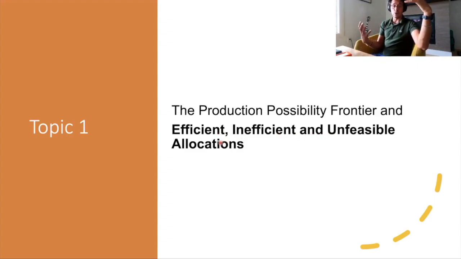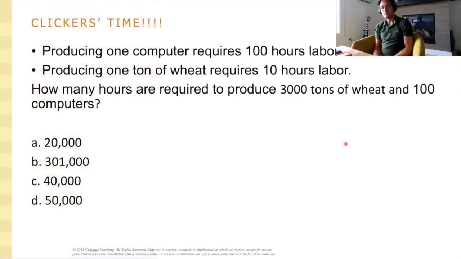So, what allocations are efficient? Those that basically get the most out of the scarce resources. The ones that are inefficient basically leave some of the resources unused. And unfeasible allocations are basically allocations that are not feasible given the technology and the resources.